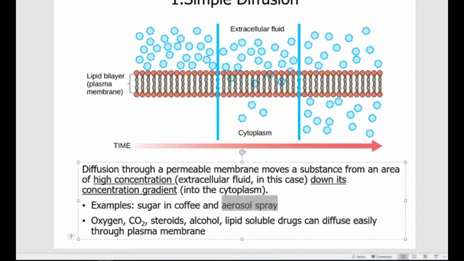And then when you walk past by, your nose can pick up those molecules, and this is how you can smell someone's perfume. So all those things can diffuse very easily through the cell membrane. So those are the things that we talk about, right? The oxygen, the different gases, and lipid-soluble molecules.